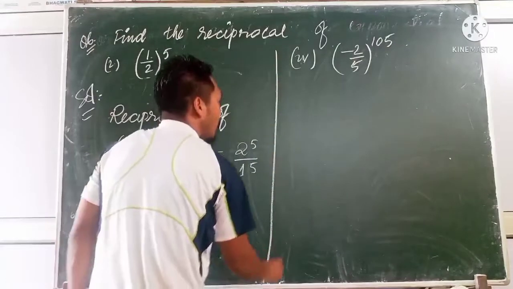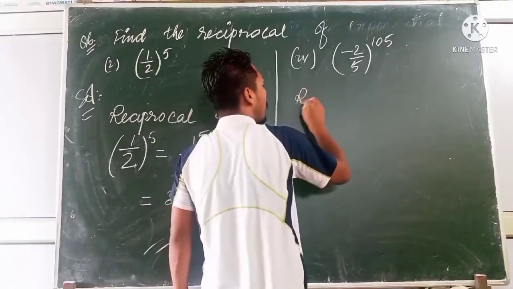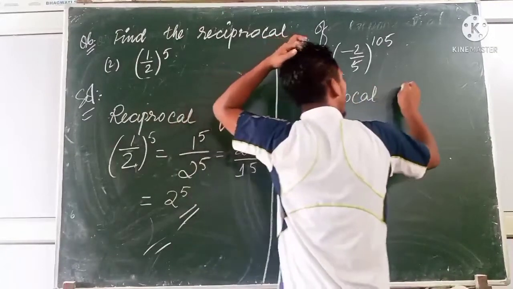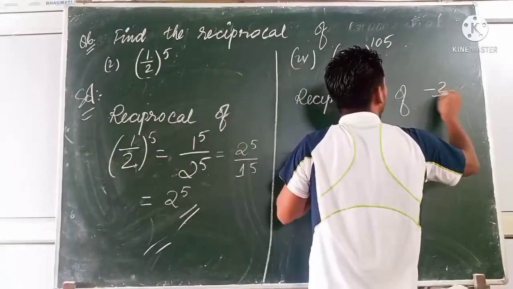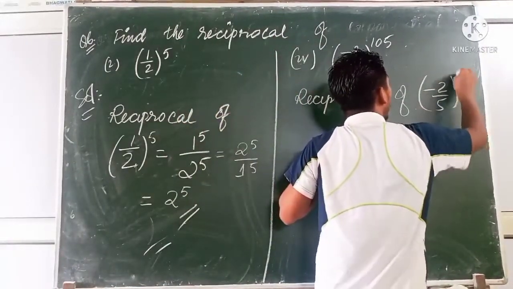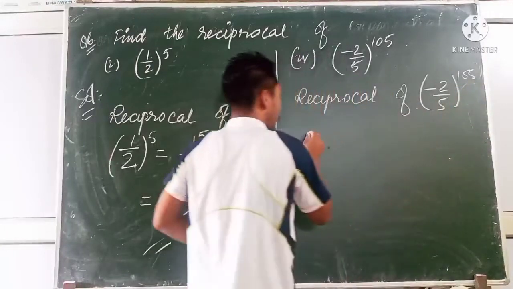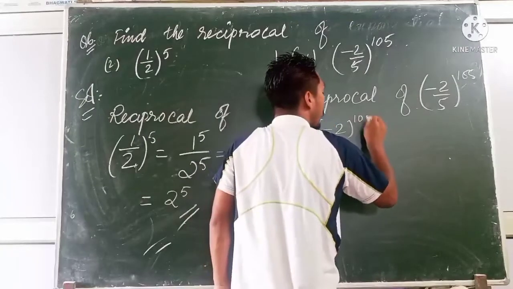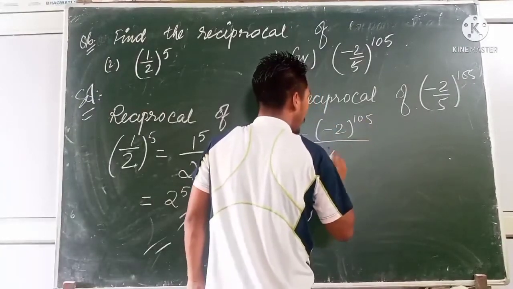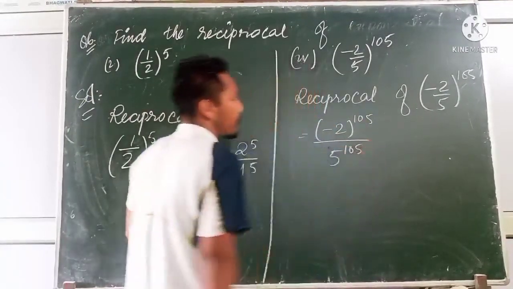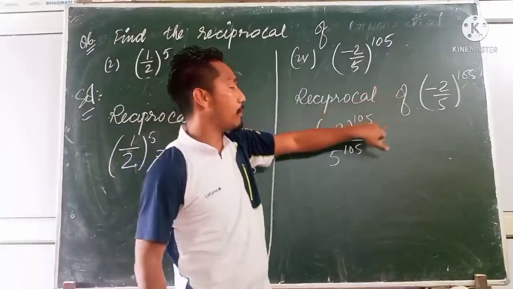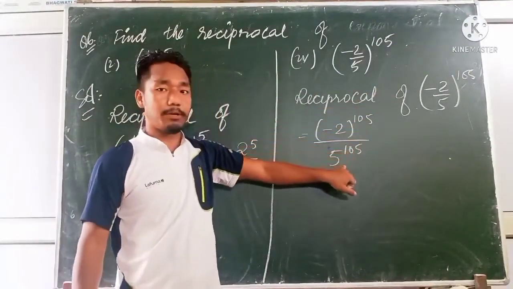Our next question is what? A reciprocal. Reciprocal of what is it? Minus 2 by 5 to the power 105. So if I write this one, minus 2 to the power 105 divided by again 5 to the power 105, I can distribute the power up and down. Okay, so I have distributed power 105 to the numerator and the denominator, right?